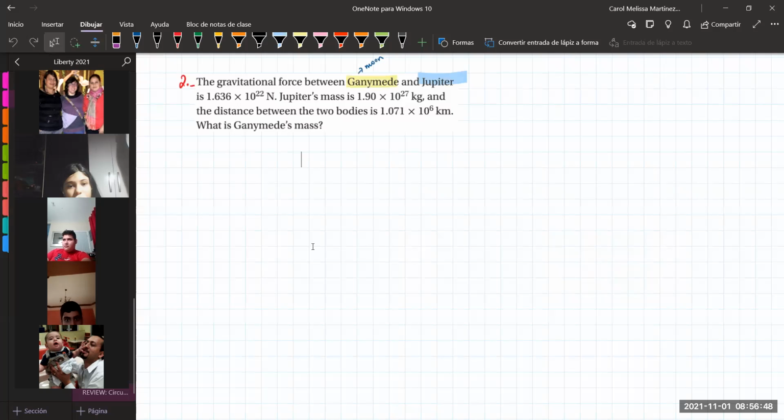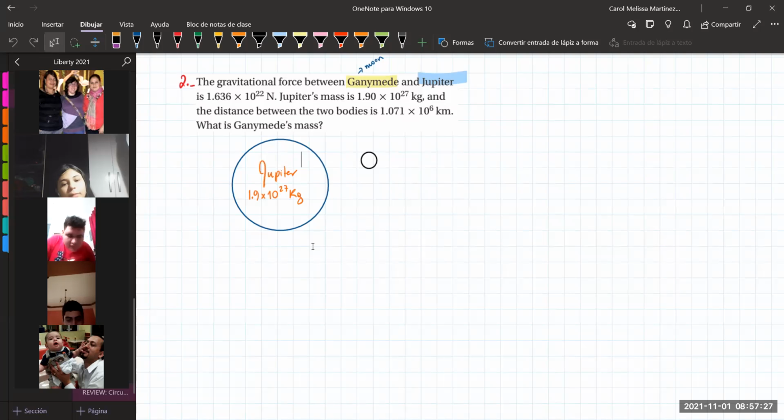I'm going to draw them, just because I'm an amazing person. Look at it, beautiful. Okay, this is Jupiter. What I do know about Jupiter is that it has a mass of 1.9 times 10 to the 27th power kilograms. And Ganymedes, I'm going to draw it here, a little bit far.